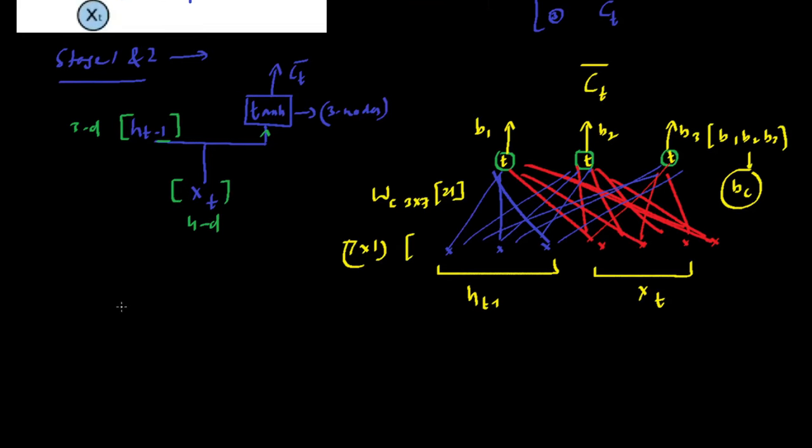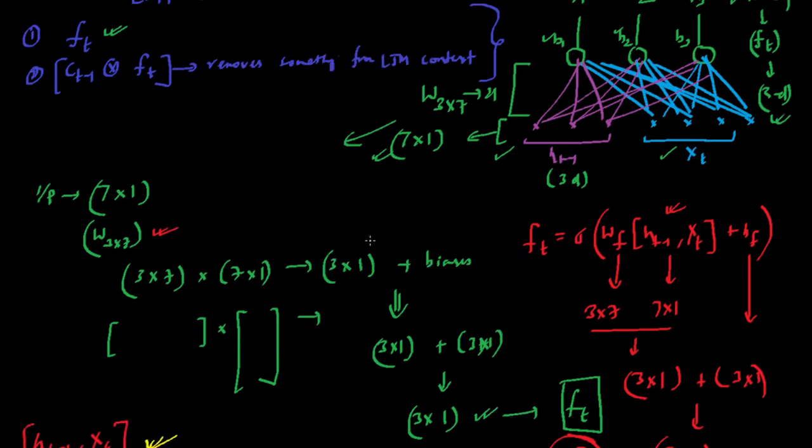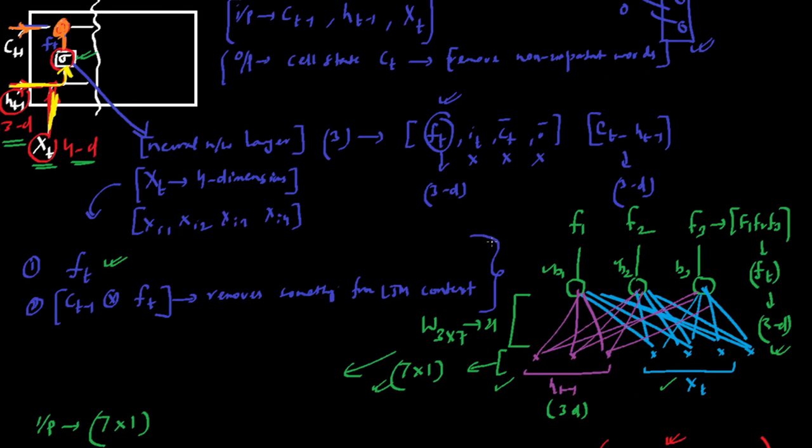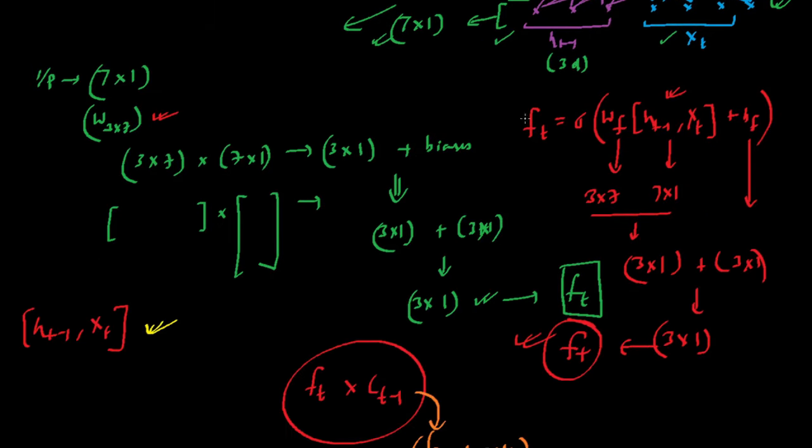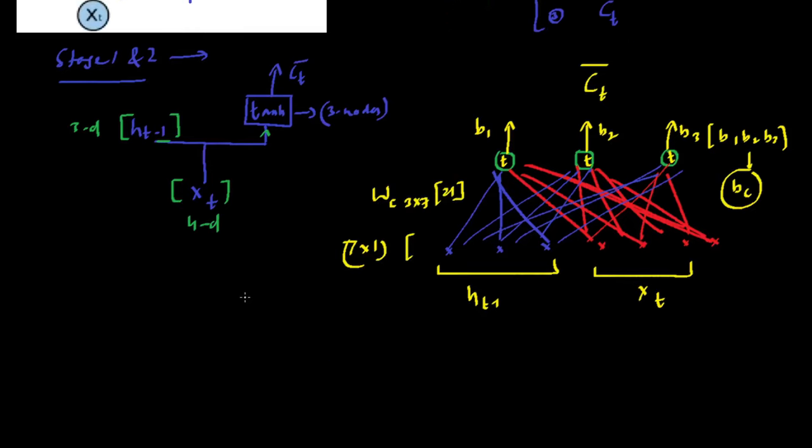Again, the formula of this is going to be very similar to this formula. We talked about this formula when we were talking about the forget gate. Where is that formula? This one. Similar to this, the formula of CT dash is going to be tanh of WC multiplied with [HT minus 1, X of T] plus BC.